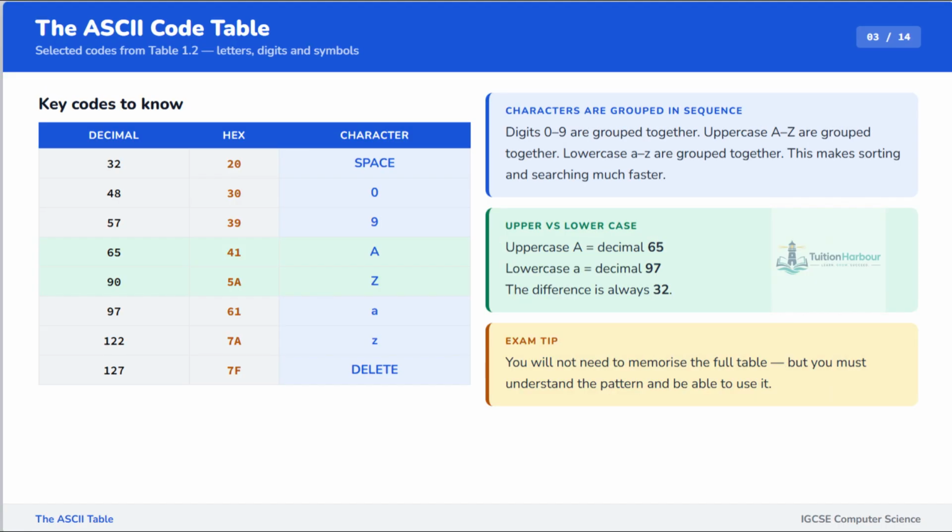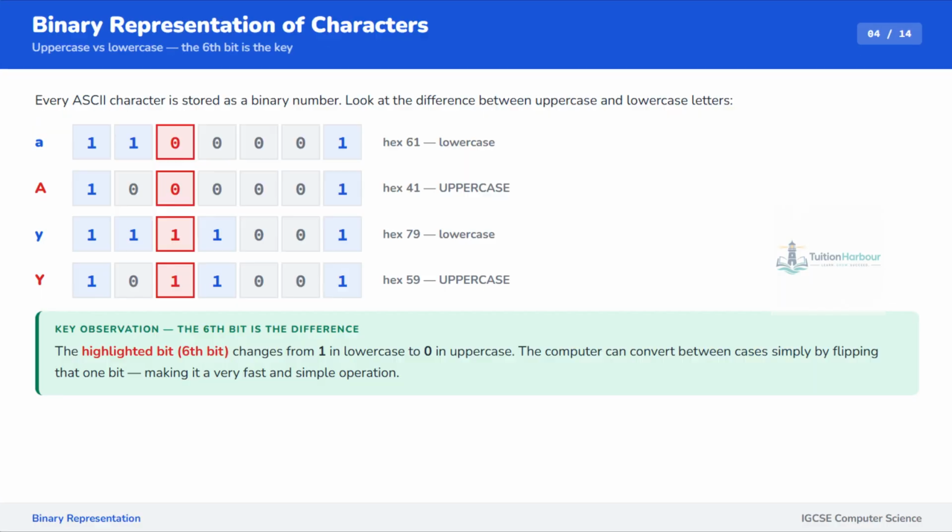Here is part of the ASCII table. Every character has a decimal code and a hexadecimal code. The characters are grouped in sequence, digits together, uppercase letters together, lowercase letters together. This makes sorting faster. Notice that uppercase A is decimal 65 and lowercase a is decimal 97. The difference is always 32.